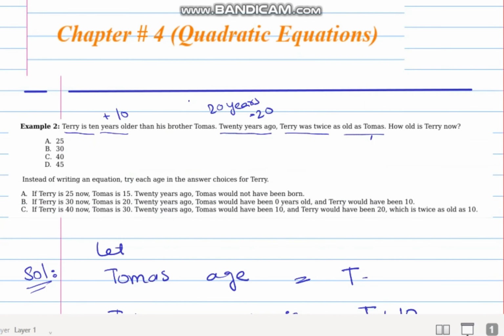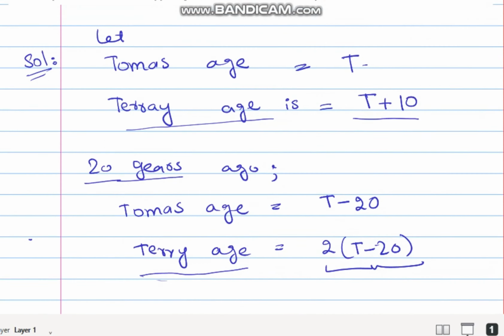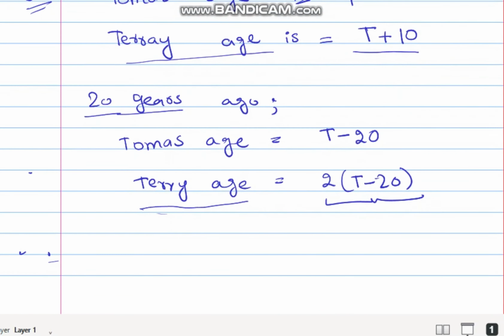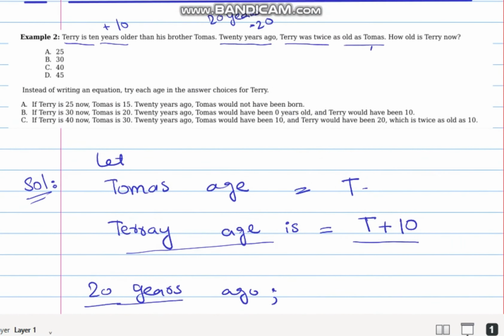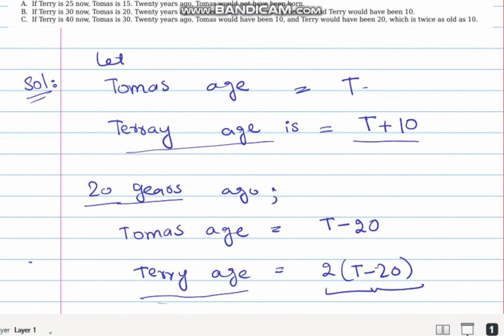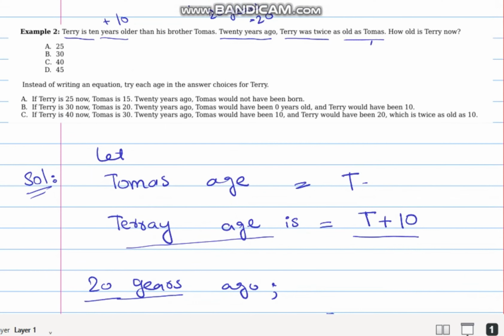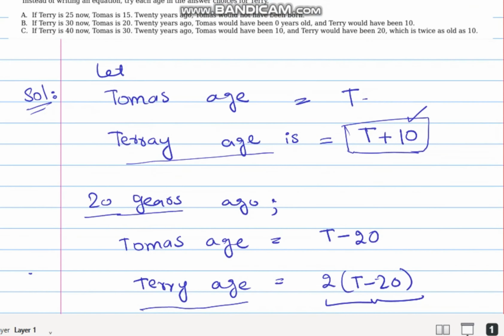So we have to form the equation. Now, please, dear students, note the thing. It is very important now. Basically, Terry is 10 years older than his brother Thomas. This is the age of Thomas, this is the age of Terry, and this is the current age of Terry. Please note the point.